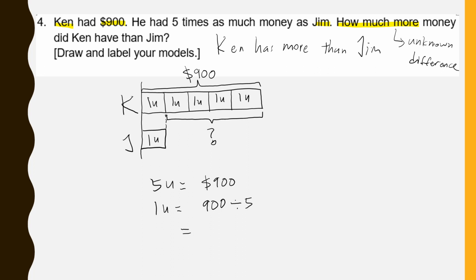Once you find this, which I'm not going to do for you, take note that 1 unit is the value that Jim has. Once you find this answer, this is the number that Jim has. You need to take 900 minus this answer to find the final answer. Okay, I'm not going to do the rest, so try it yourself. Thank you.